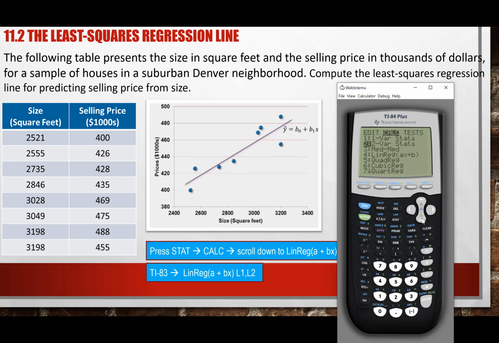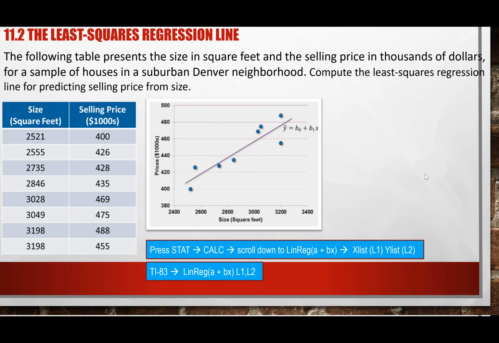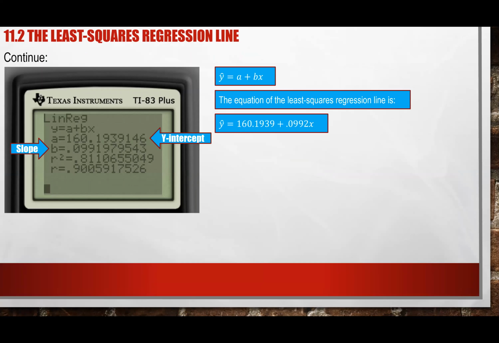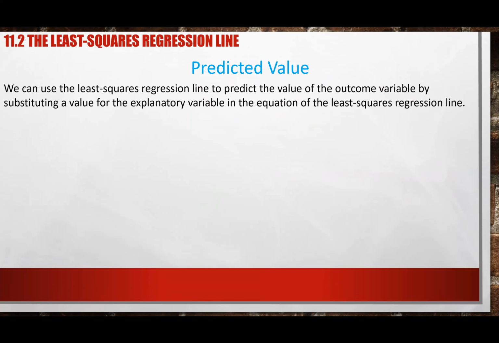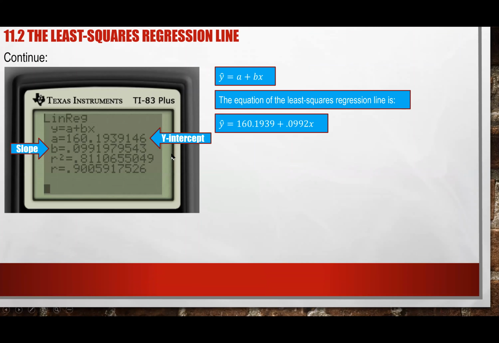But again, looking at this thing here, the question is how to find the A, the B, and the R, right? So if you have this, which is the same outcome I have, the A is 160.19 and the B is 0.0992. So again, where does the R come from? The R is your correlation coefficient. That is in 11.1. That's what we did last time.